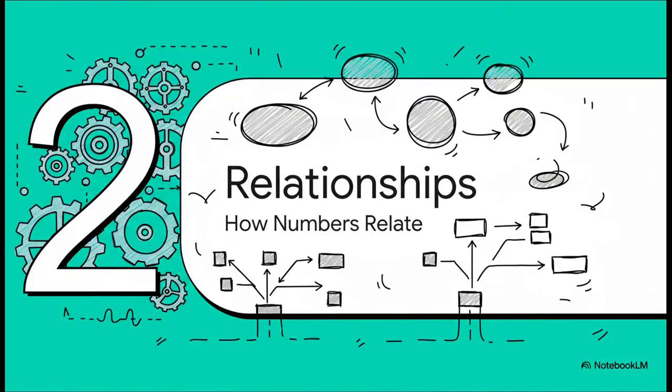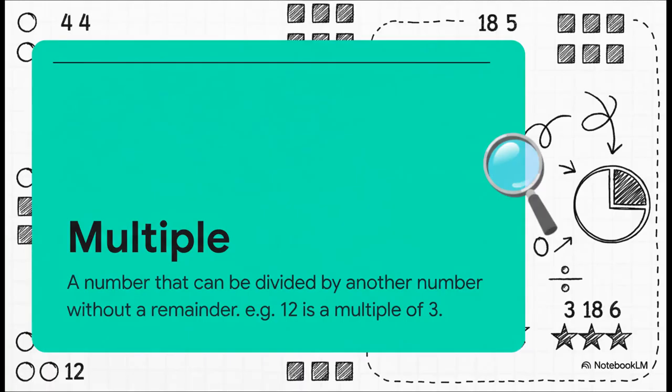Okay, so we've got our basic numbers sorted. Let's grab the next set of tools for our toolkit. These are all about how numbers relate to each other. Specifically, we're talking about multiples and factors. And trust me, understanding this relationship is key. Let's start with a multiple. The easiest way to think about these, they're basically the results from a times table. So a number is a multiple of another if you can divide it perfectly, with nothing left over. For example, 12 is a multiple of 3 because it's in the 3 times table.